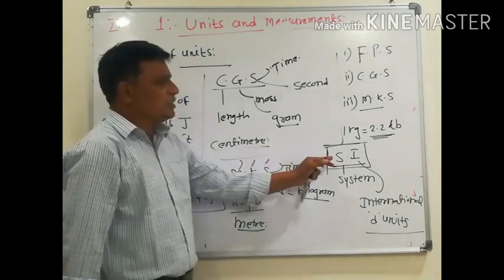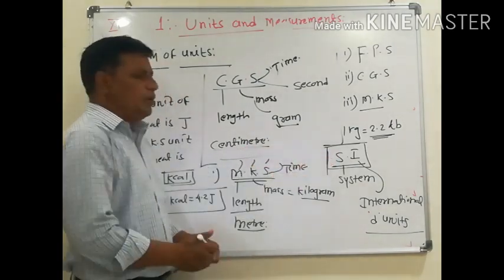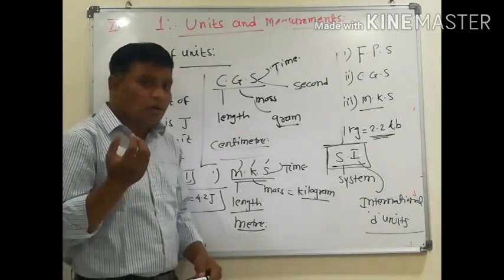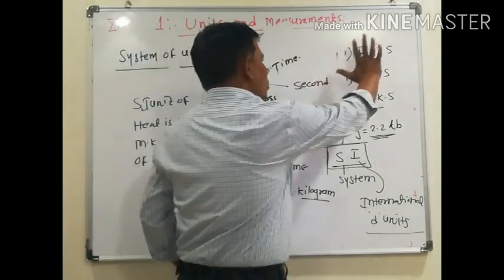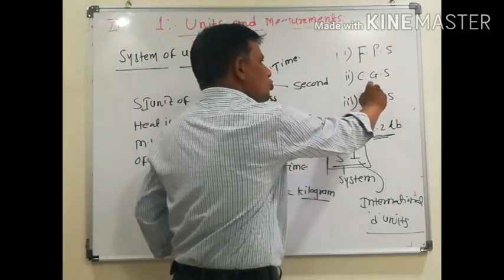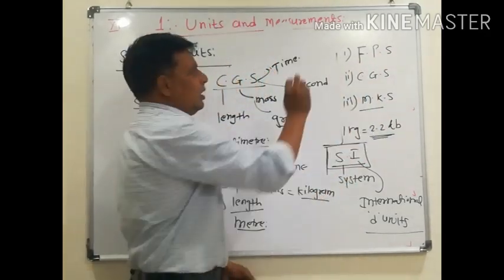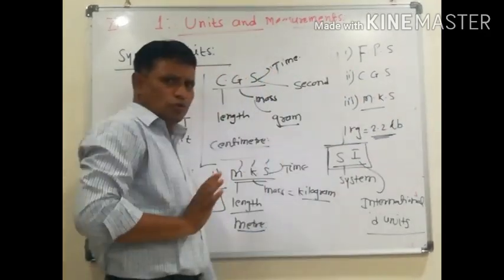So use the SI system always. How many systems do we have? We have 3 or 4 systems. Actually, all the other systems are discarded. We use MKS and CGS. FPS we totally do not use in India.